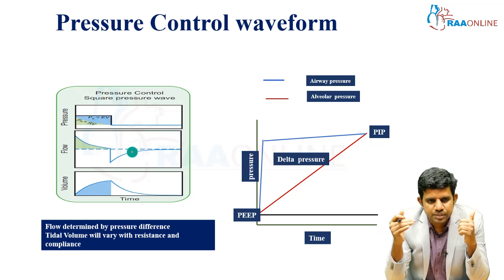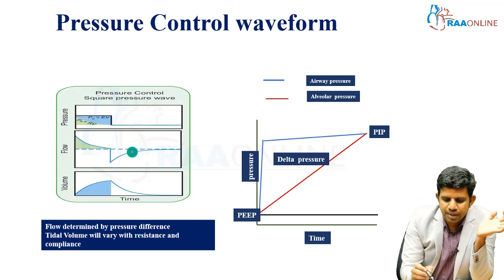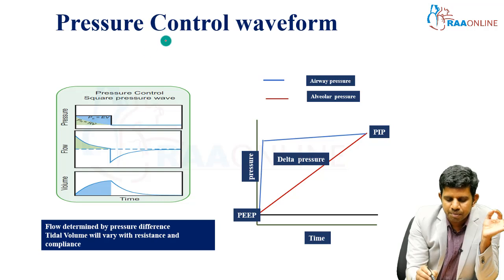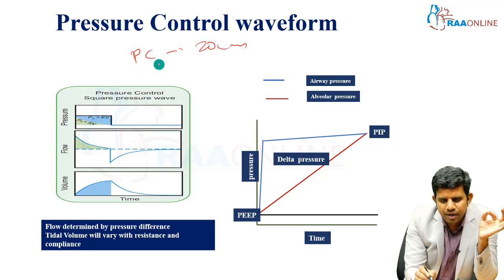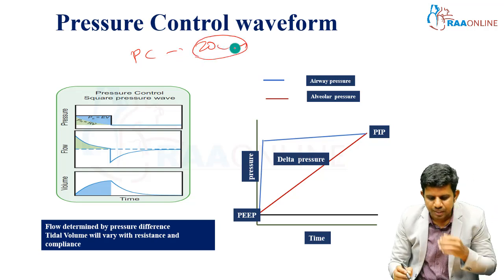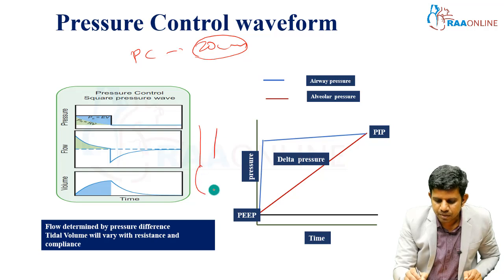So, in pressure control, what parameters will you set? Compared to volume control, where you set a tidal volume, in pressure control you set a pressure. For example, I set 20 centimeters of water. What happens during inspiration? For example, PEEP is 5, and I am delivering a pressure control of 20. So, the pressure difference will be 20 minus 5, which is 15.